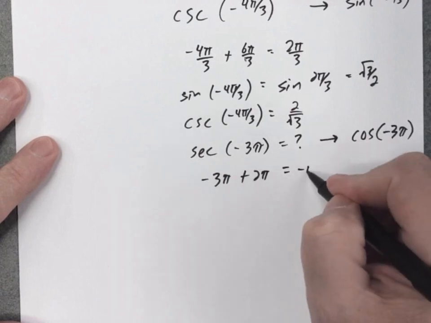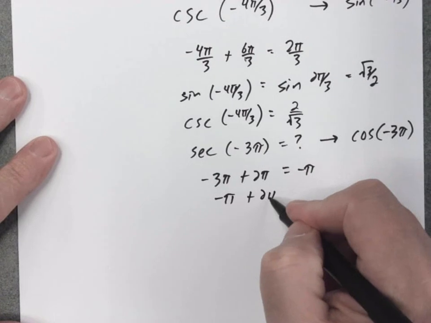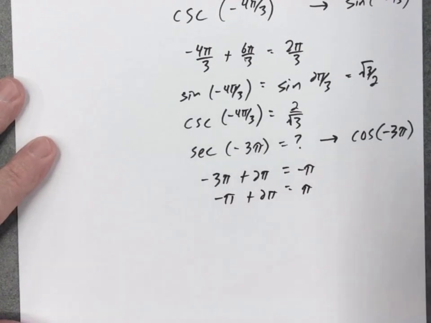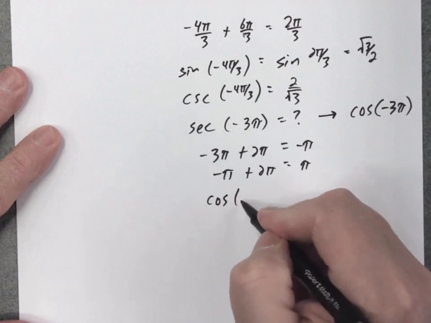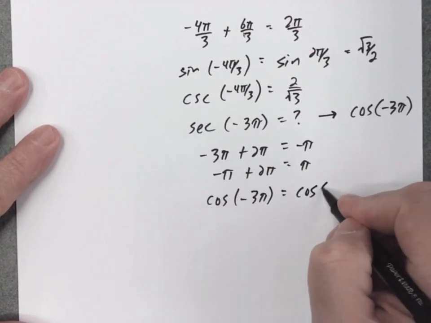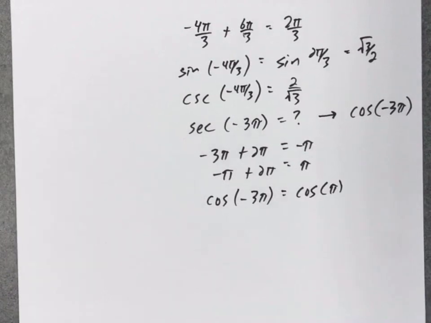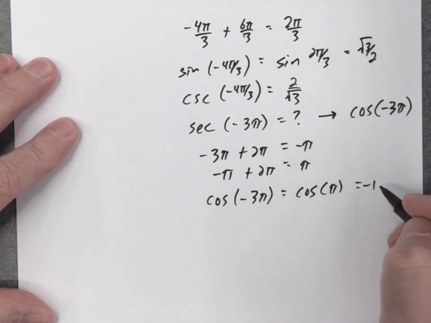So if I add 2 pi, I'm at negative pi. Add 2 pi again, I get to pi. So the cosine of negative 3 pi is the same thing as the cosine of pi. Now we know the cosine of pi is negative 1.